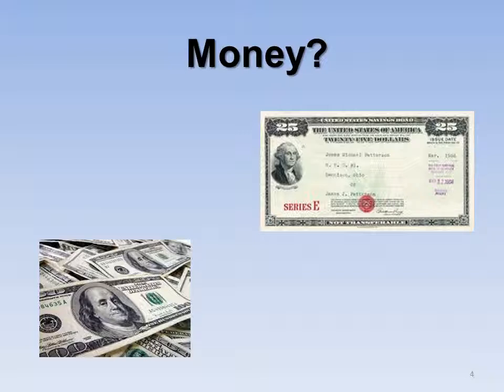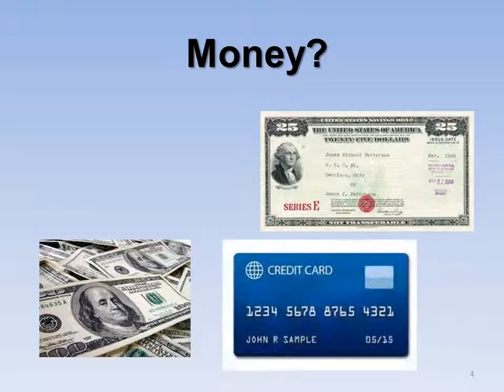Let's try a third example, a credit card. Is a credit card money? Well, a credit card satisfies the first function. We can definitely use credit cards as a medium of exchange. Transactions are facilitated by credit cards all the time. What about the second value? Does a credit card represent a store of value?